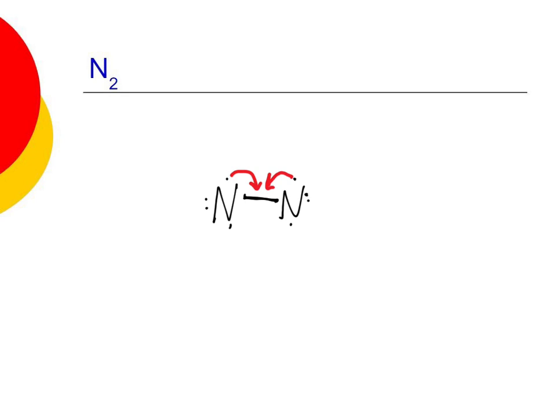So we'll have that come in to get a double bond, and the top or the bottom ones will come in and get a triple bond. So we'll have N with a lone pair, triple bonded to N with a lone pair.